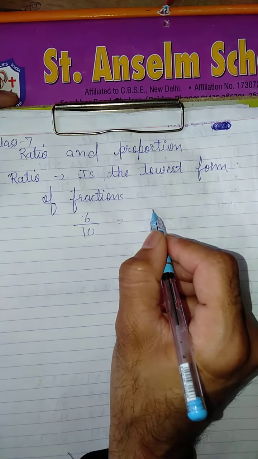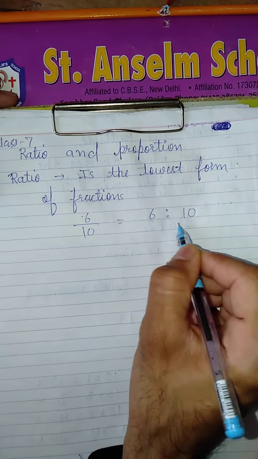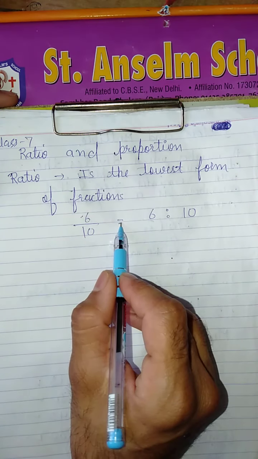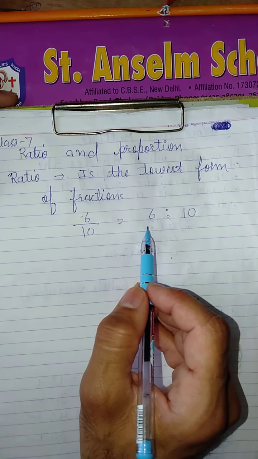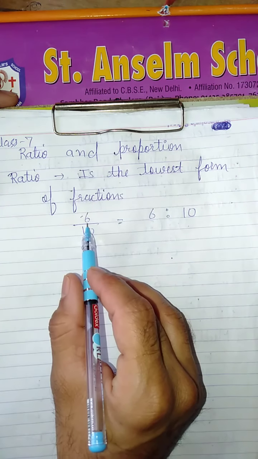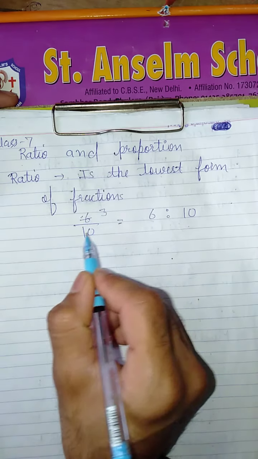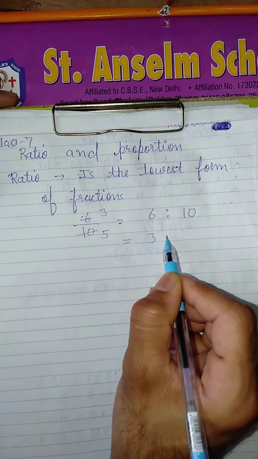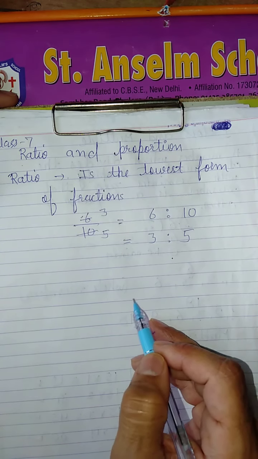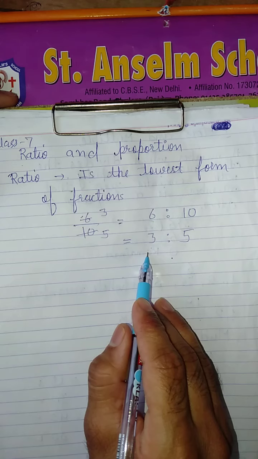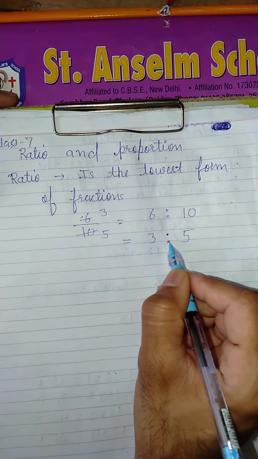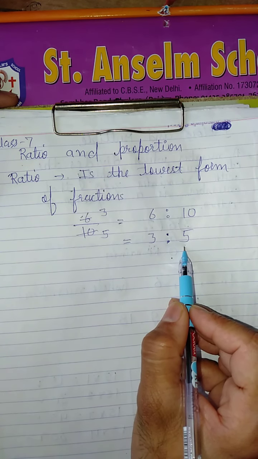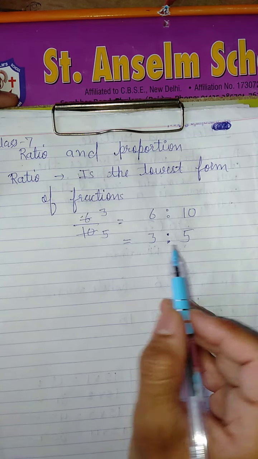I can write this in this way also, 6 ratio 10, both are the same. But what is the difference? If we are talking about ratio, it should be in the lowest form. When I divide this, 2 3s are 6 and 2 5s are 10, so this will be equal to 3 ratio 5. This is called ratio. Ratio is denoted by these two dots. 3 ratio 5 means two persons have divided some things and they are in the ratio 3 ratio 5.